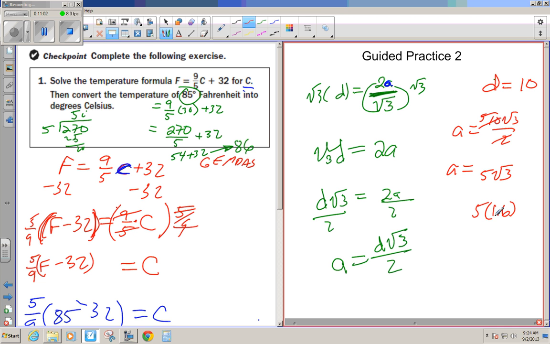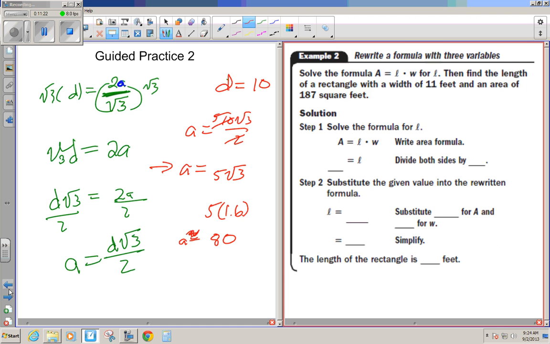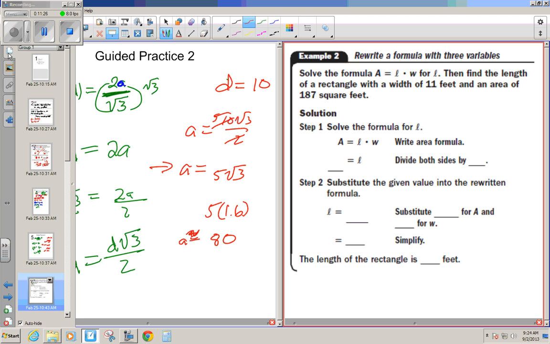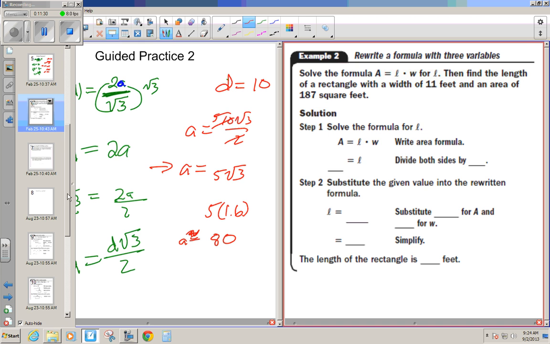times 5. So 5 times 6 is 30. So a is approximately 8.0. It's exactly this number right here. So if it doesn't ask you to round to a decimal or anything like that, leave it alone. All right, so let's go and see what else we got going for us.